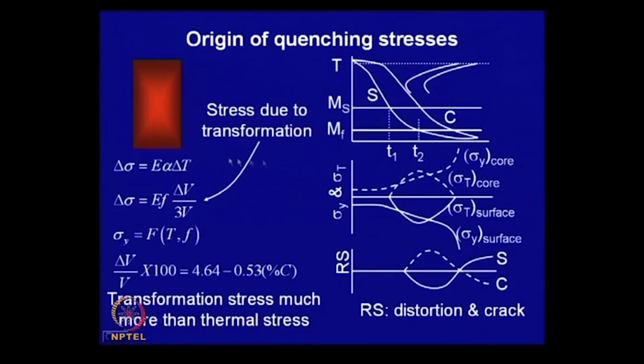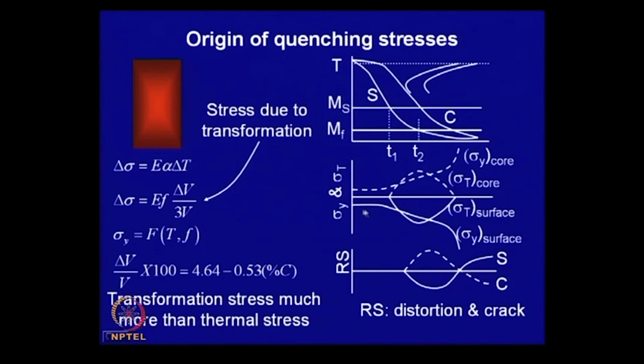And this slide explains the origin of these stresses during quenching. E is the Young's modulus, alpha is the coefficient of thermal expansion, and delta T is the temperature difference between surface and core. Now, as it cools down, the thermal stresses will also go on changing, but the material strength also changes; at higher temperature material strength is low.